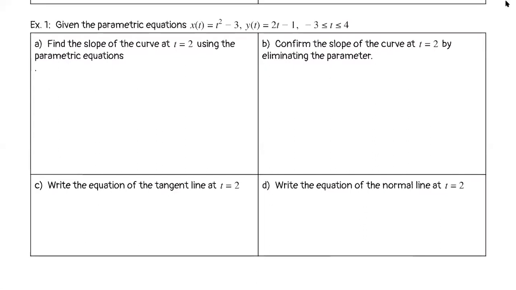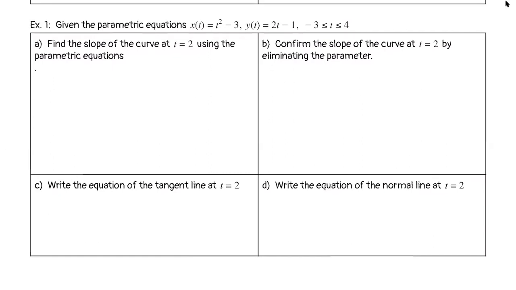Now, one thing that might be confusing sometimes is that occasionally the graph goes in both directions. So it'll go out and then it'll come back. And so you just show that by putting arrows in both directions, okay? But in this particular case, the question is asking us to find the slope of the curve at t equals 2 using the parametric equation.